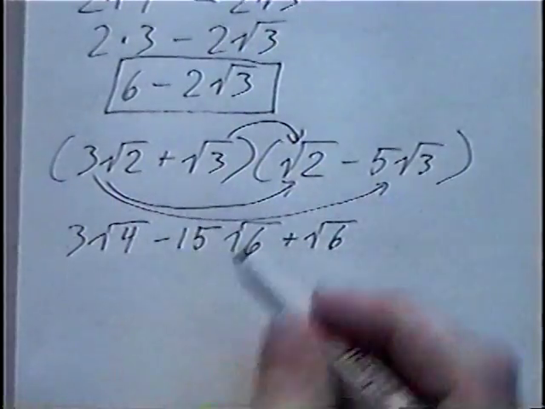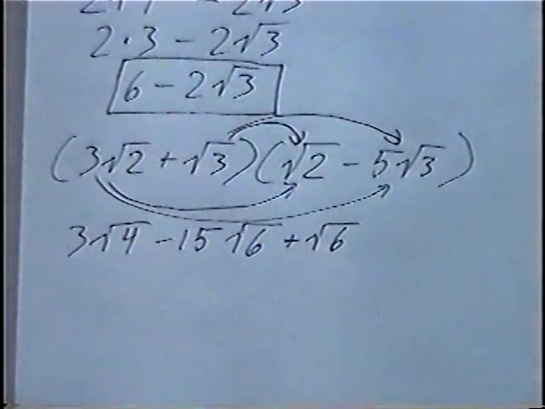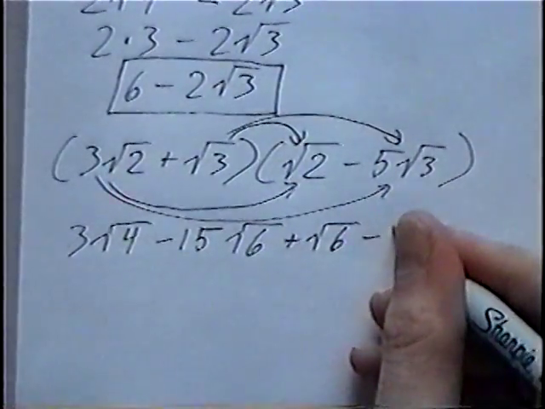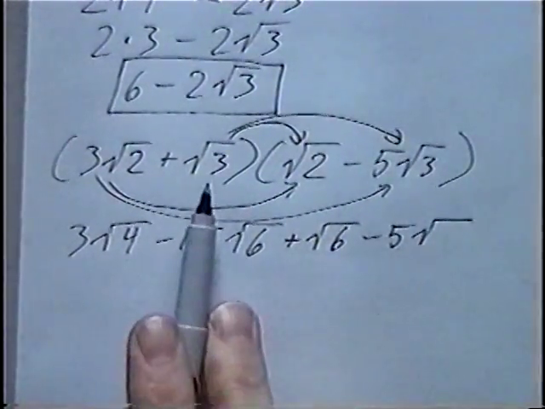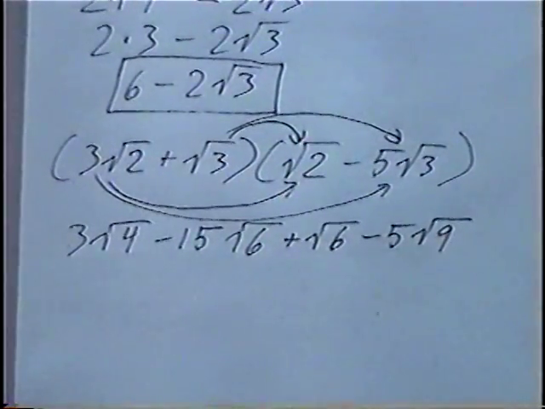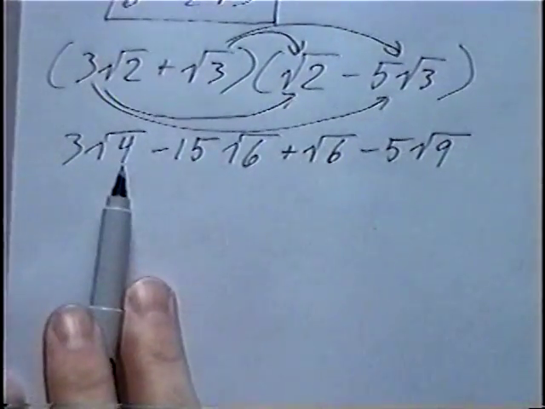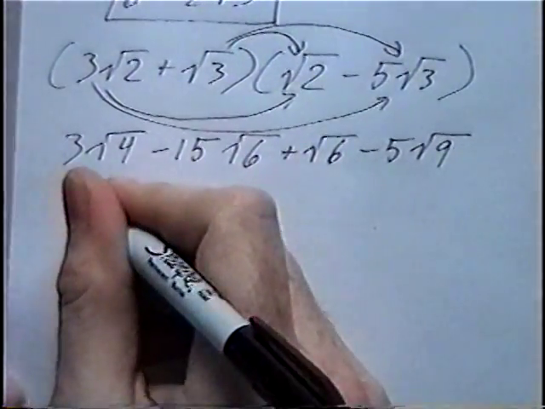And multiplying the last terms, radical 3 times negative 5 radical 3. Negative 5 would stay the same, and radical 3 times radical 3 would be radical 9. Simplifying, radical 4 or square root of 4 would be 2.